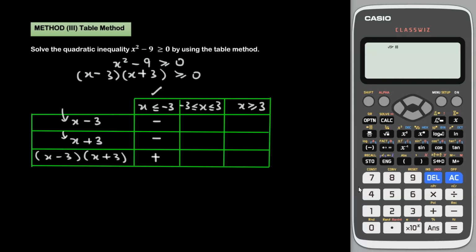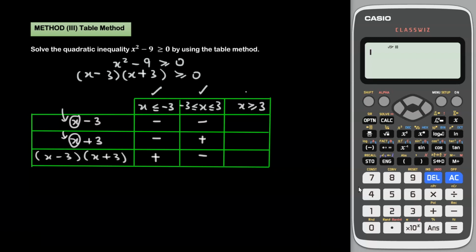Okay, so now we solve the second one, which is x between negative 3 and 3. Let's say x is equals to 0. When it's 0, we sub inside here: 0 minus 3 is negative, right? Then if we put 0 here, 0 plus 3 is 3, right? So positive. So negative times positive, we get negative.